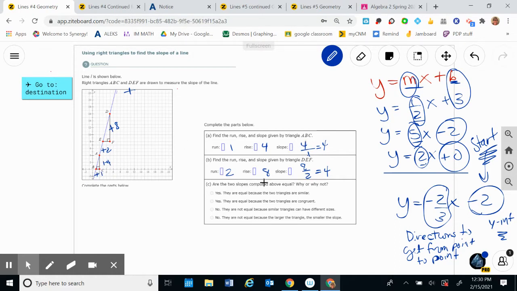Okay. Are these 2 slopes computed above equal? Why or why not? Yes, they are, because the 2 triangles are similar. That works. Yes, they are, because the 2 triangles are congruent. No, they're not. Yes, boom. That's good enough. Are the triangles similar? We haven't even talked about triangles being similar, but similar triangles means that all angles are equal.